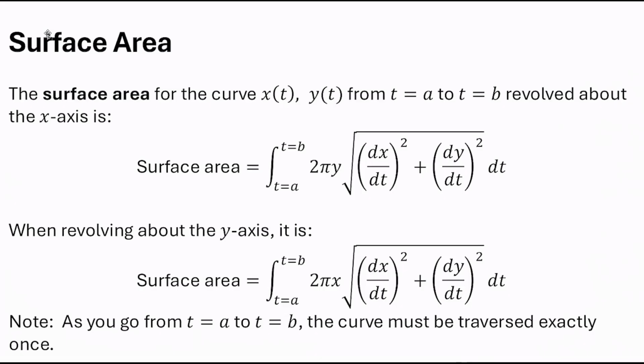And the last application to do with parametric equations is finding surface area. So the surface area for the curve x of t, y of t from t equals a to t equals b, when revolved about the x-axis, is the integral from a to b of 2 pi y times the square root of dx dt squared plus dy dt squared dt. And when revolving about the y-axis, it is the integral from a to b of 2 pi x, the square root of dx dt squared plus dy dt squared dt. So once again, note as you go from a to b, the curve must be traversed or traveled exactly once.